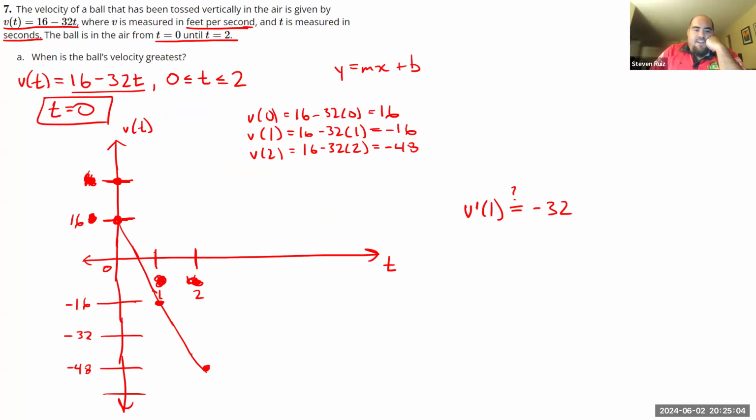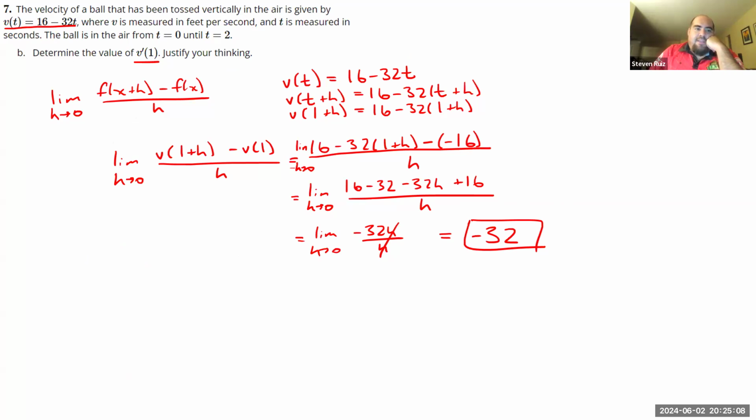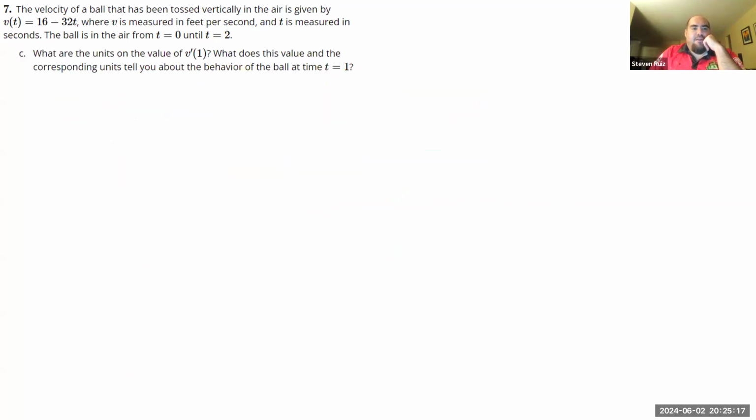So a couple different ways here we got this value. First, talking about this as the slope of tangent lines, or really the slope of a line, and using the limit definition of derivative, we still get negative 32. So that justified our thinking from a couple different avenues. What are the units on this value? So we got negative 32.